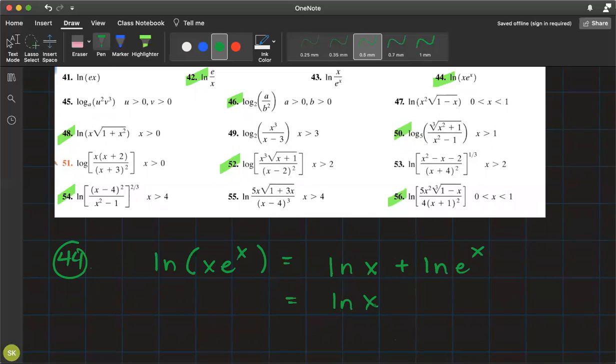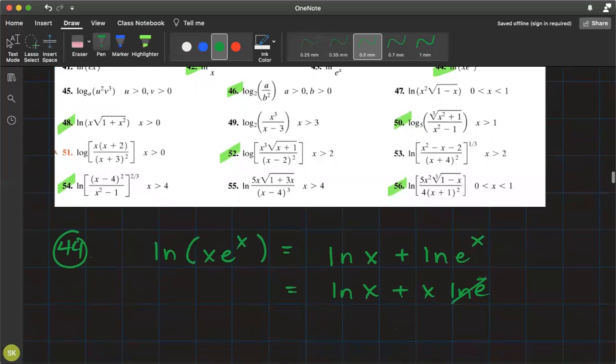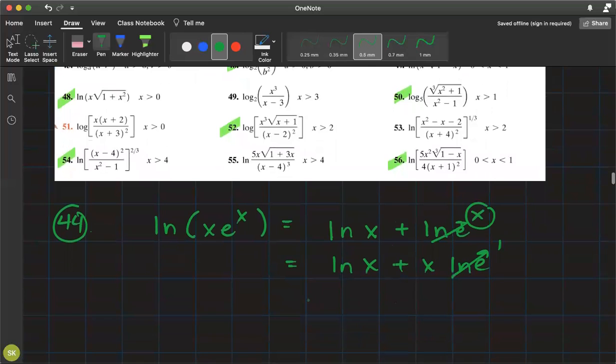So what I'm saying is you can do this, and notice that ln of e just becomes 1. Or you can use one of the properties we saw earlier where we just cross this out and leave this x, because we're going to get the same thing. So this is ln of x plus x.